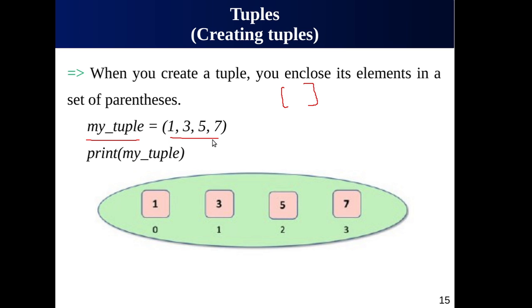So this is a proper way of creating the tuple, and if you want to display the elements of the tuple, you can use the print function by providing the name of the tuple. What's happening inside the memory is like this. You have a box. Inside the box are the individual elements of the tuple, and each element can be accessed by using an index, and the starting index is always 0.